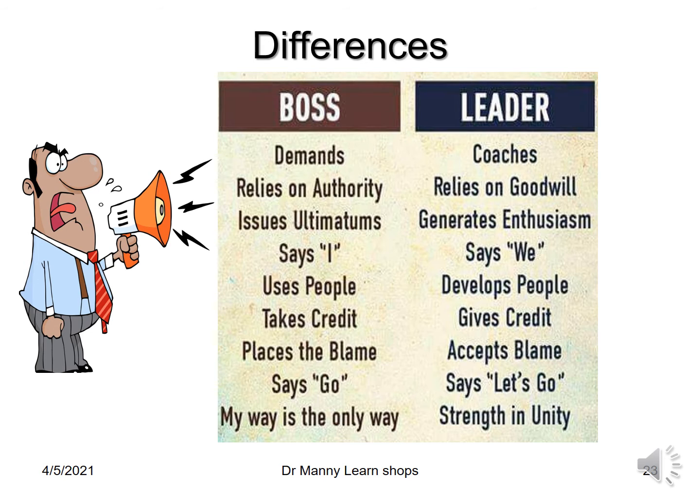Are there differences between being the boss or being a leader? Well, the boss is demanding, the leader coaches. The boss relies on authority, the leader relies on goodwill. The boss issues ultimatums, the leader generates enthusiasm. The boss says I, the leader says we. The boss uses people, the leader develops people. The boss takes credit, the leader gives credit. The boss places the blame, the leader accepts blame. The boss says go, the leader says let's go. The boss says my way is the only way, the leader says look, team strength is unity.